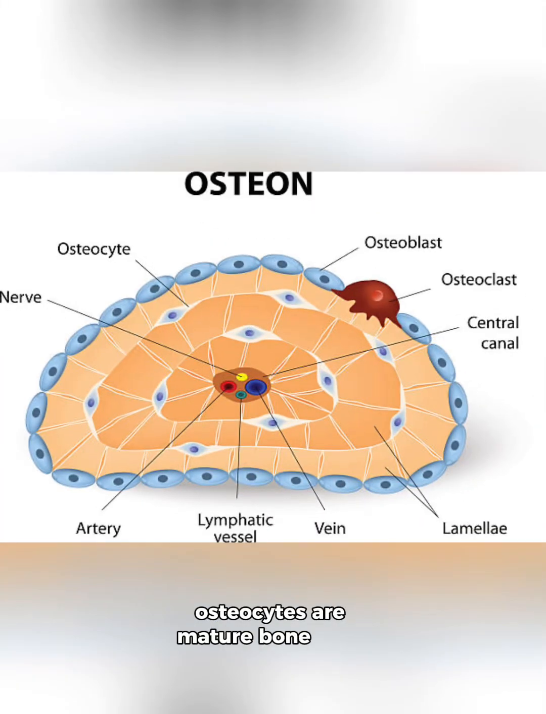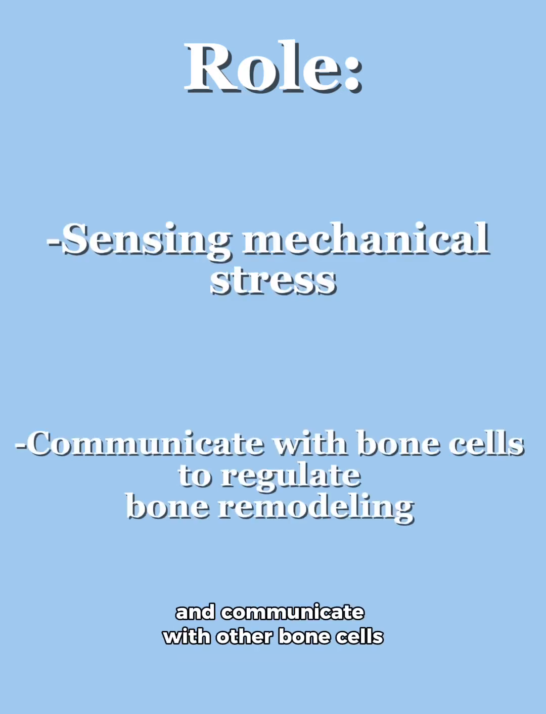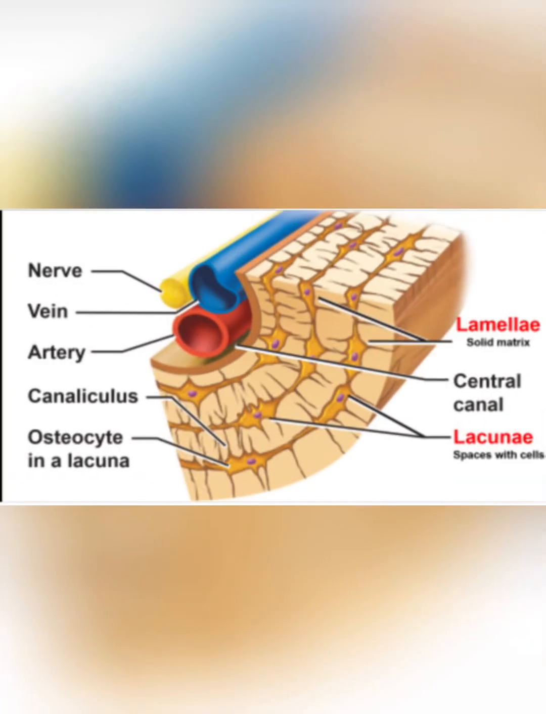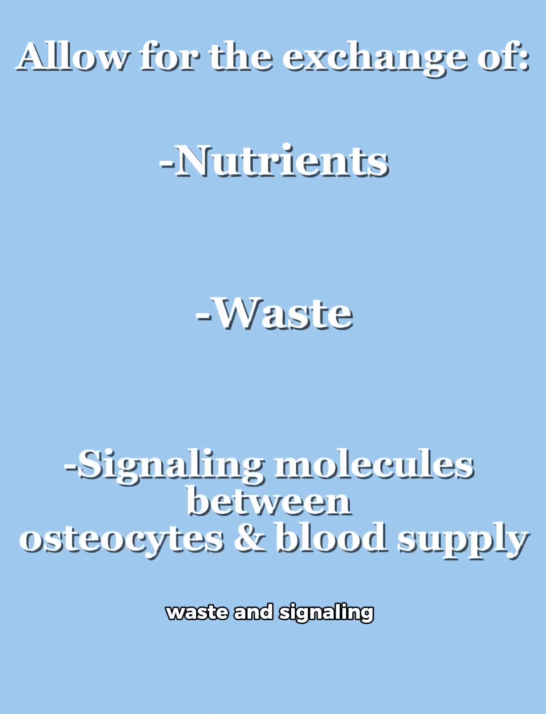Osteocytes are mature bone cells that maintain the bone matrix. They help in sensing mechanical stress and communicate with other bone cells to regulate bone remodeling. Canaliculi are tiny channels that connect osteocytes to each other and to the Haversian canal. They allow for the exchange of nutrients, waste, and signaling molecules between osteocytes and the blood supply.